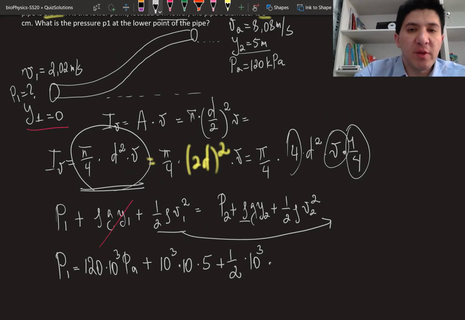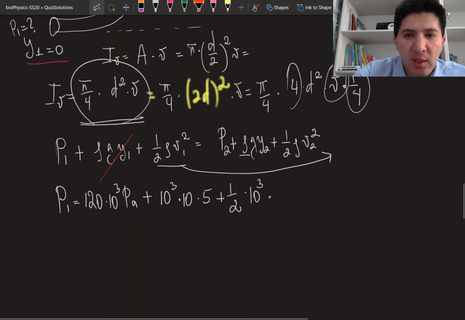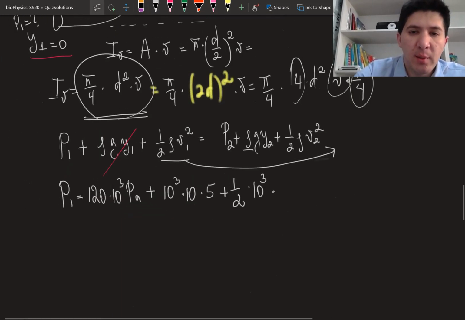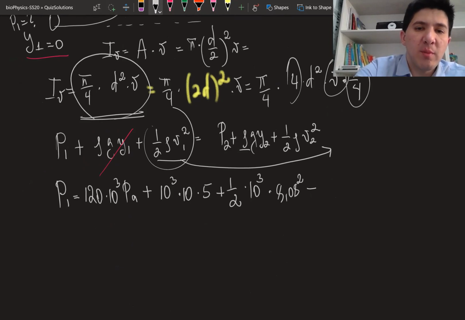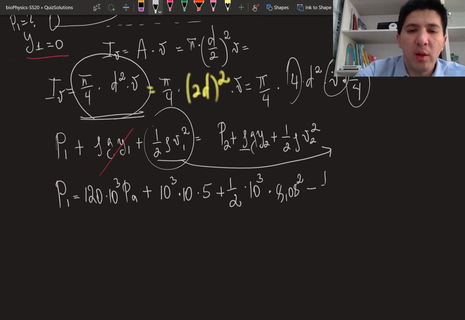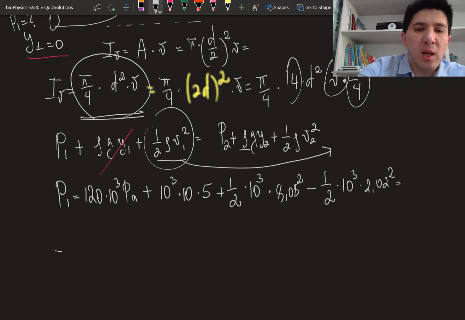Okay, so the velocity in the second one is going to be 0.8 in the square, minus, if this term goes to the right, it's going to be 1 over 2, again, 10 to the power of 3 times 0.02 in the square. So we just need to do our calculations.